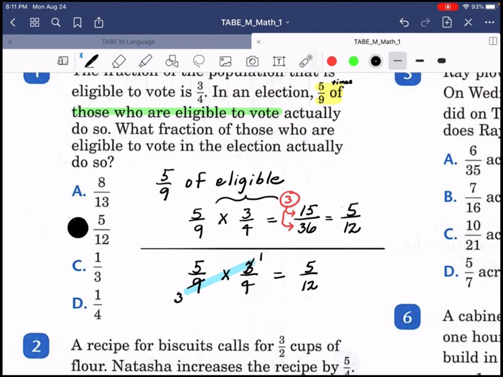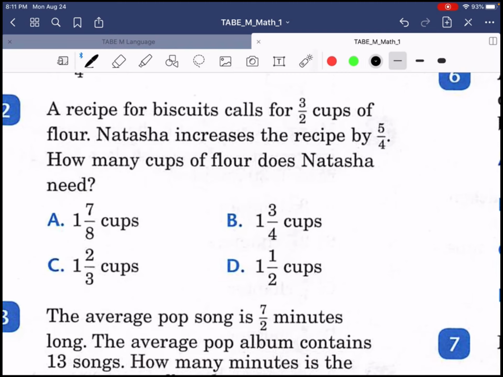A recipe for biscuits calls for 3/2 cups of flour. Natasha increases the recipe by 5/4. How many cups of flour does Natasha need? Now this one doesn't have the clue word of, but it does say increases. And we are looking at building up, be that addition or multiplication. In this case, it's multiply.